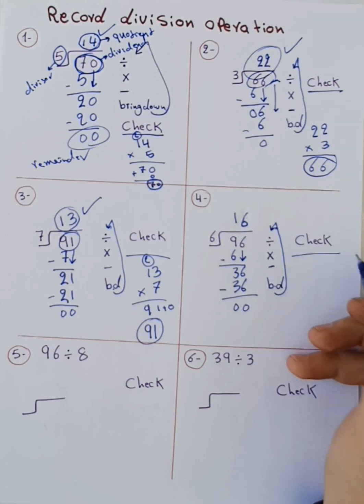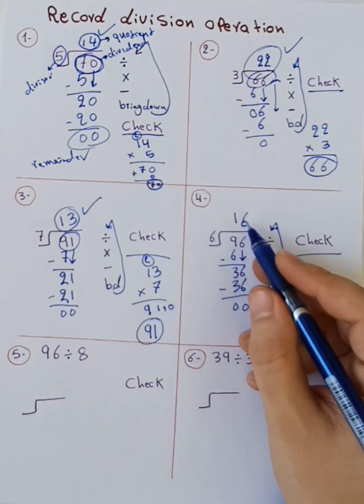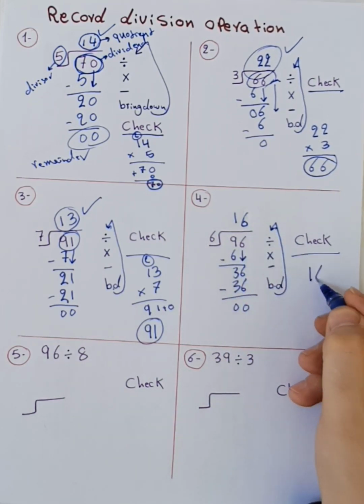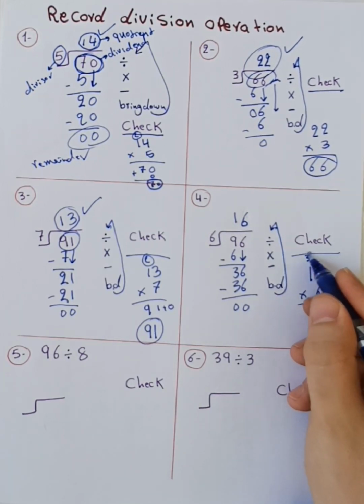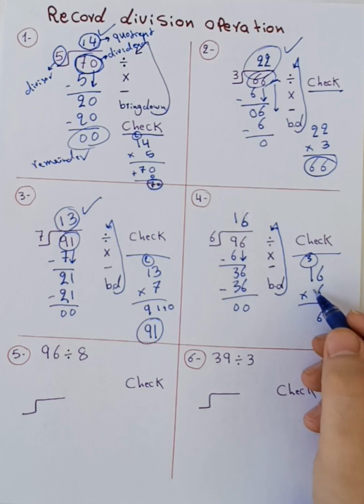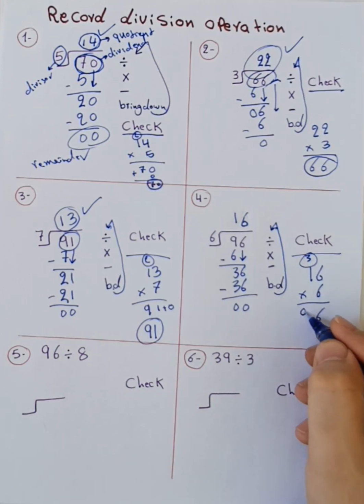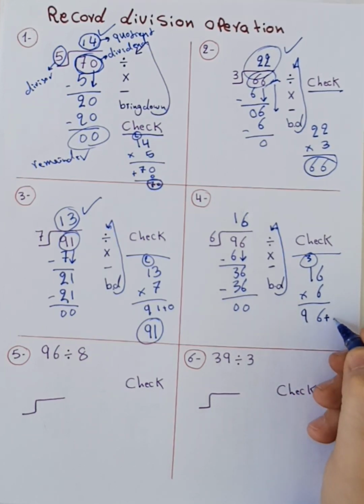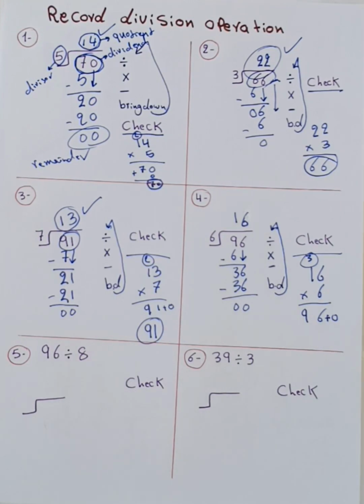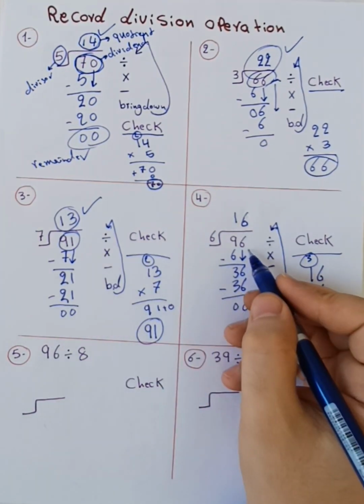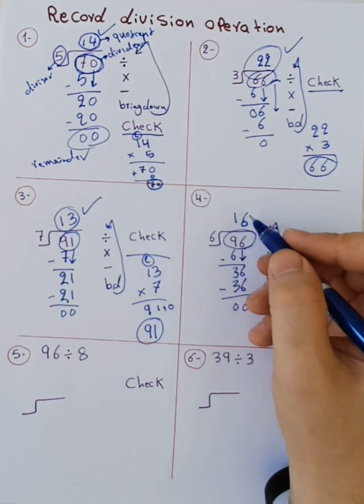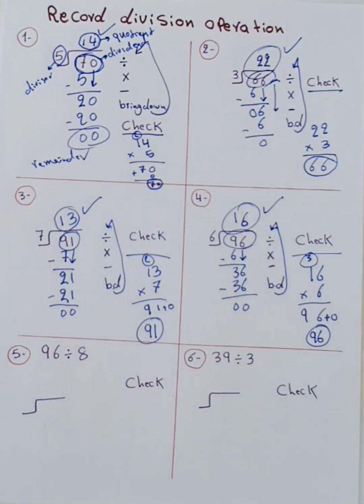And then for check step, we have to multiply the divisor by the quotient. 16 times 6. 6 times 6 equal to 36. You have to regroup. 6 times 1 is 6 plus 3 is 9. And then we have to plus the remainder. 96 plus 0 equal to 96. So the dividend is 96. It means our quotient is correct.